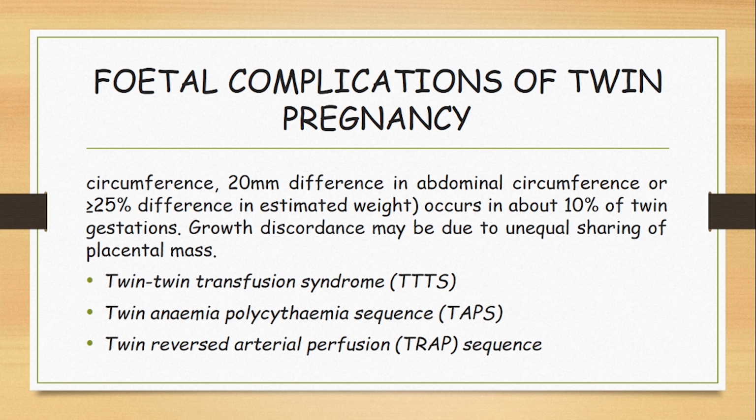Growth discordance may be due to any of the following: twin-to-twin transfusion syndrome, twin anemia polycythemia sequence, or twin reversed arterial perfusion sequence.